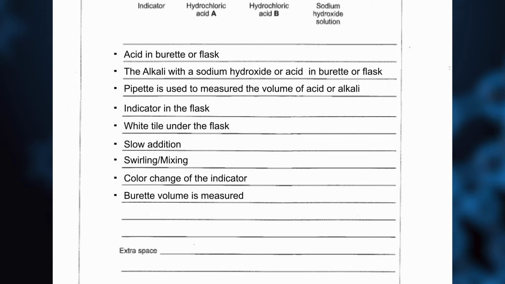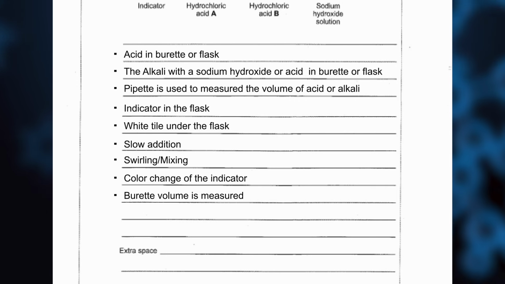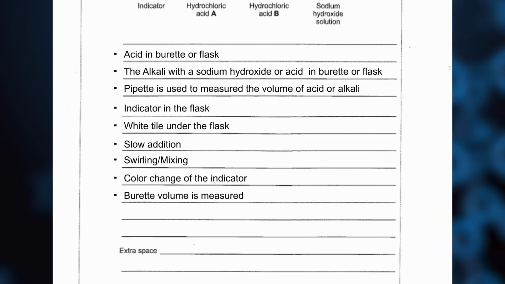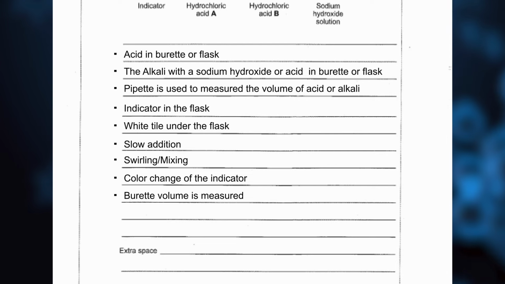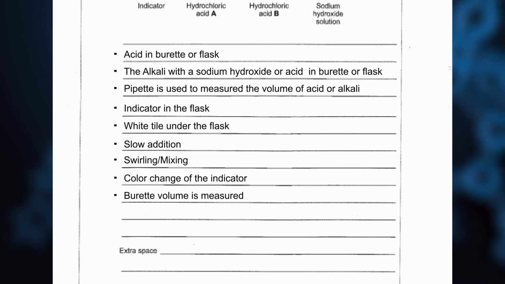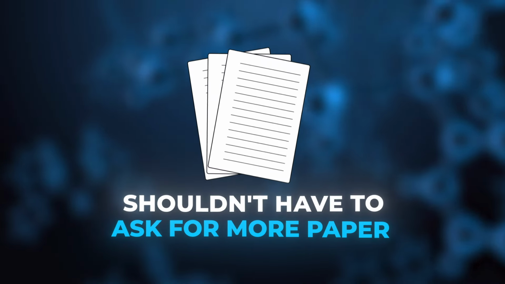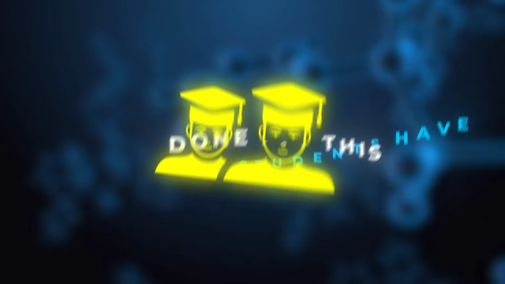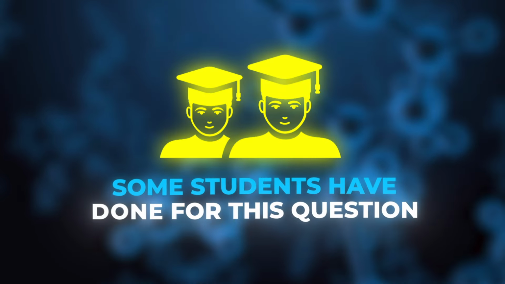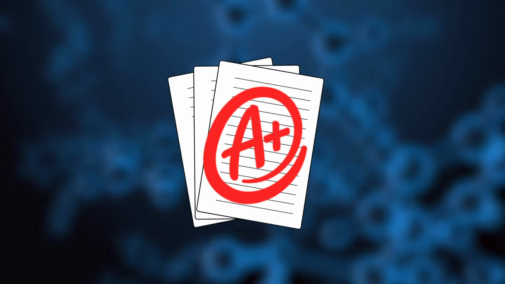Now, do you see how the mark scheme doesn't need you to explain every single step and why you're doing that? It just wants you to literally say what the step is, link it to the apparatus, and any more detail that will help complete the titration. So you shouldn't have to ask for more paper from the invigilators like some students have done for this question. Just keep it nice and concise, to the point, and easy for the examiner to pick out the marks to award you.